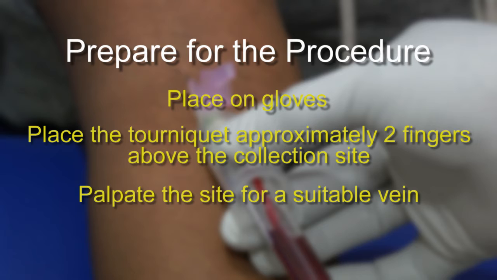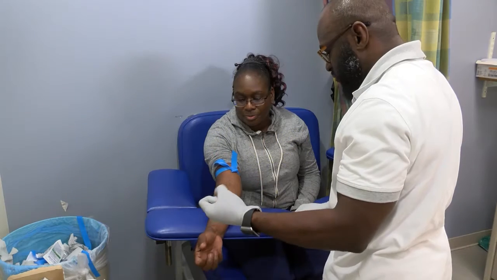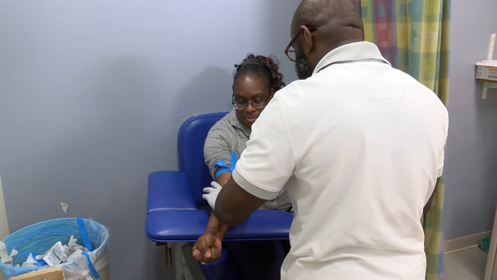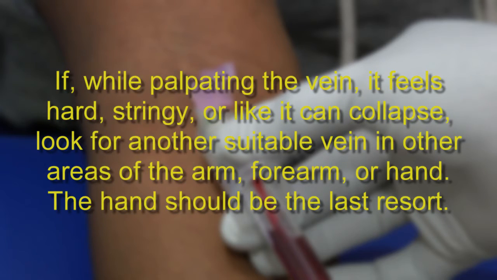A suitable vein should have bounce to it. Make a fist for me. Perfect. All right. You have excellent veins, okay? Should the vein feel hard, stringy, or feels like it can collapse, begin looking in other areas of the arm, forearm, or hand. The hand should be the last resort.